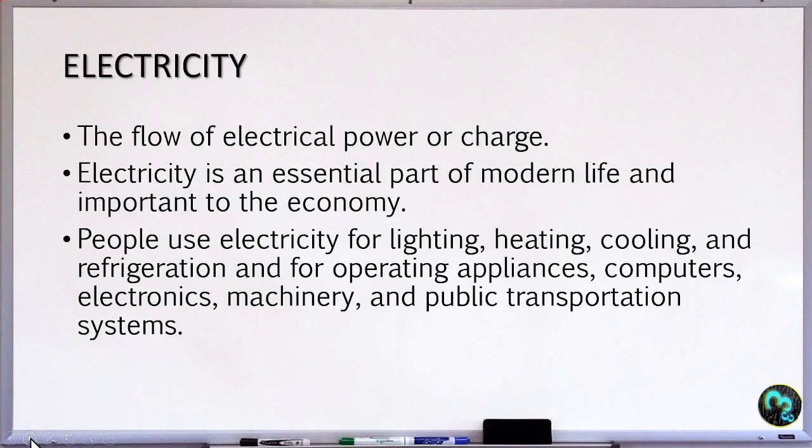Then we have electricity. Electricity is the flow of electrical power or charge. It is essentially part of modern life and important to the economy, of course. Lahat ngayon is powered by electricity, whether in the economy or our daily life. Walang progress if there is no electricity. People use electricity for lighting, heating, cooling, refrigeration, and for operating appliances, computers, electronic machineries, and public transportation systems.